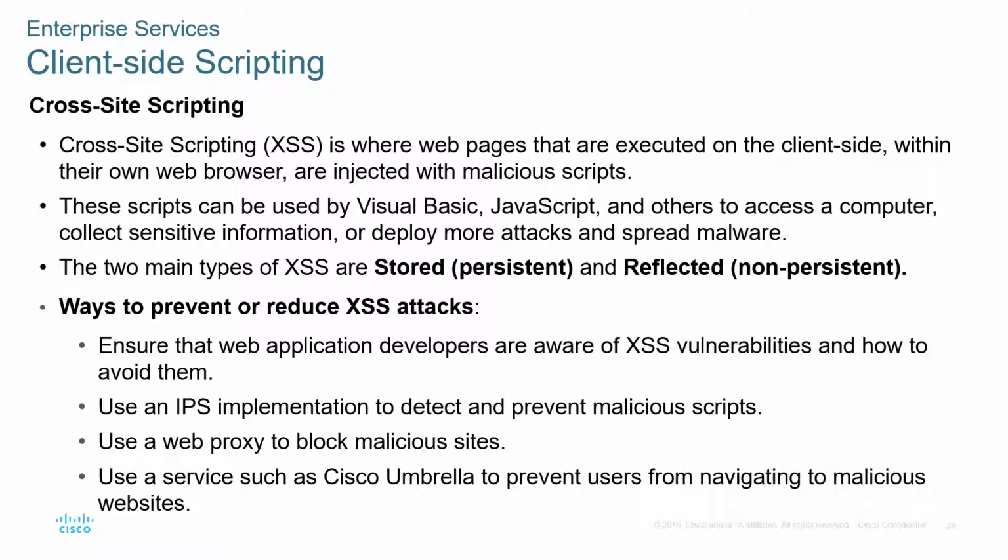In order to reduce or prevent these, you can ensure that a web application developer is aware of cross-site scripting vulnerabilities and how to avoid them. You can use an IPS, or intrusion prevention system, in order to detect and prevent malicious scripts. You can use a web proxy again, and you can also use things like Cisco Umbrella.